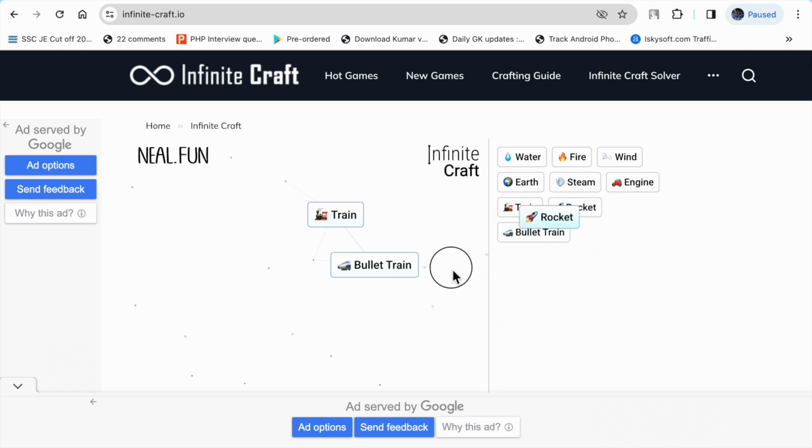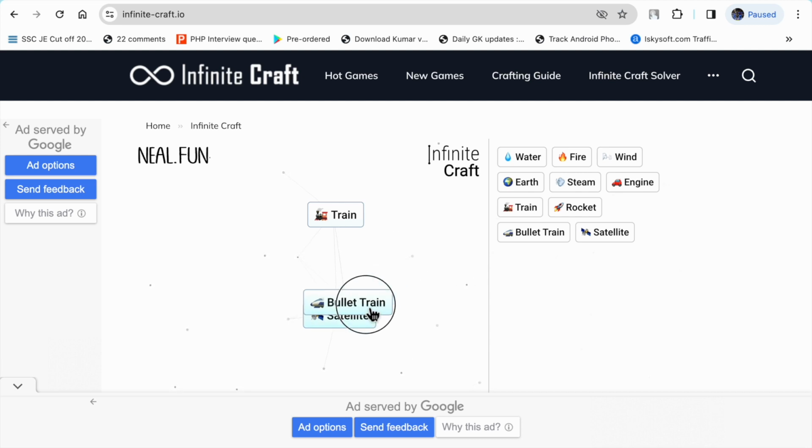Now rocket plus rocket plus rocket. This makes satellite. Now satellite plus bullet train. This makes internet. Now earth plus fire.